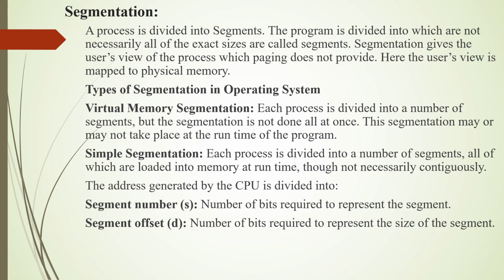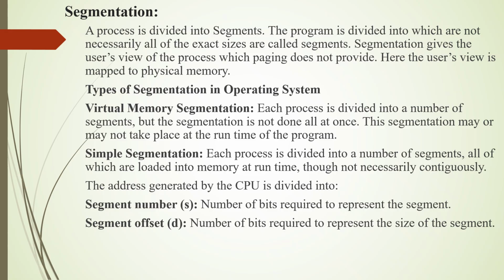The second type is simple segmentation. In this method, a process is also divided into multiple segments, but all segments are loaded into memory when the program starts. These segments do not need to be stored next to each other in physical memory, so they can be placed in different memory locations.